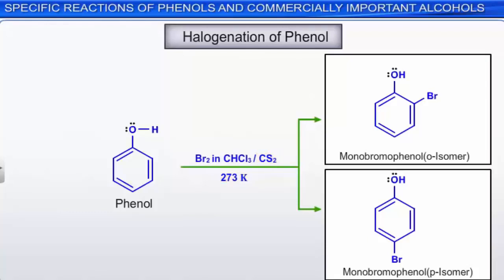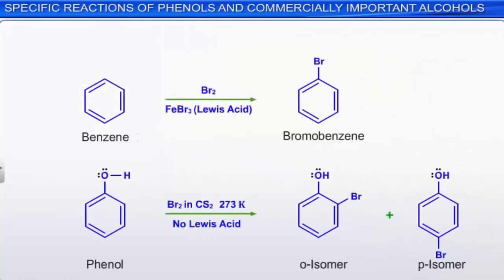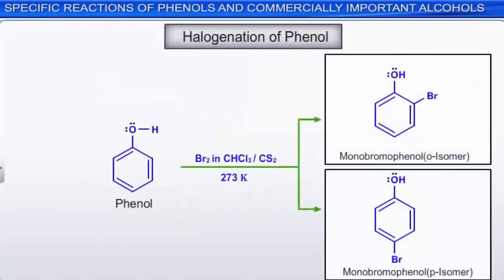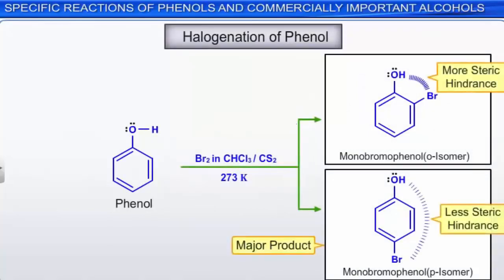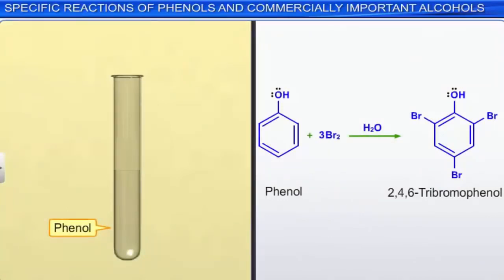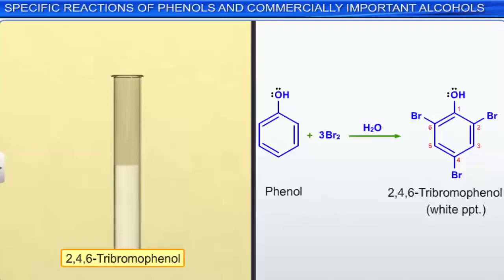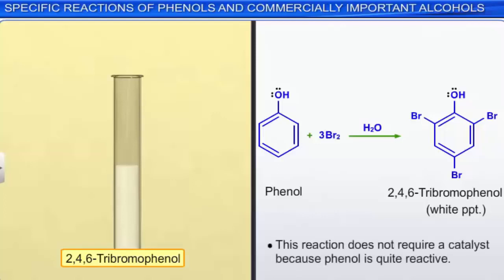Unlike benzene, no Lewis acid is needed for this reaction to occur, because phenol is much more reactive than benzene. Both ortho and para isomers form, but the para isomer is the major product due to the steric hindrance at the ortho position. Alternatively, if you treat phenol with bromine water, 2,4,6-tribromophenol is produced as a white precipitate. The equation is shown here. Again, this reaction does not require a catalyst because phenol is quite reactive.